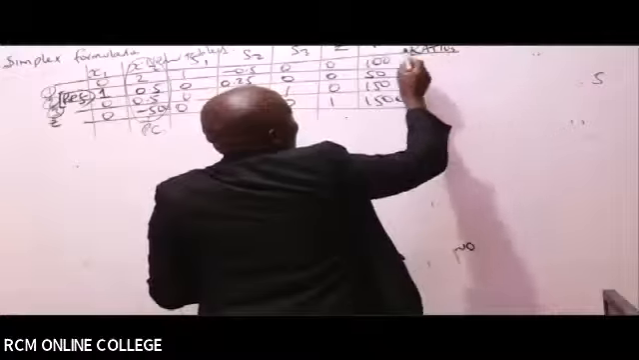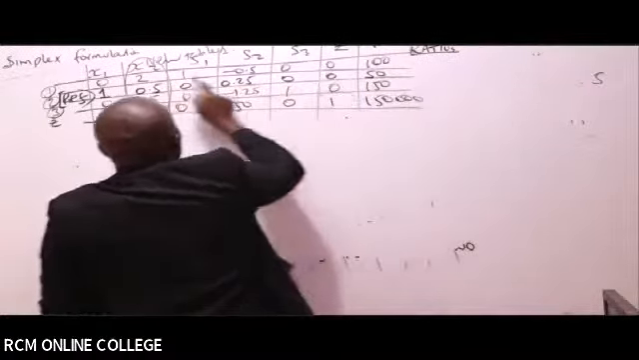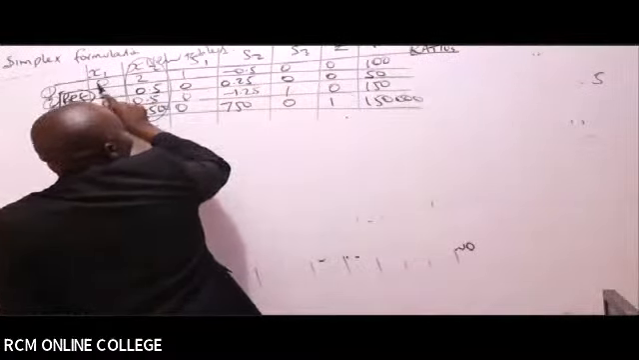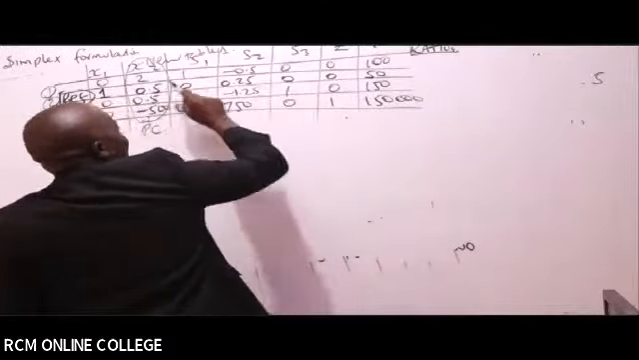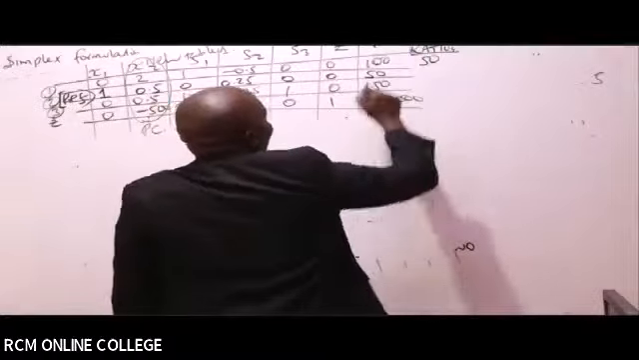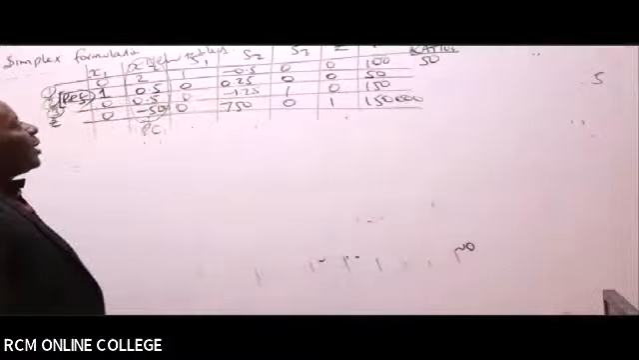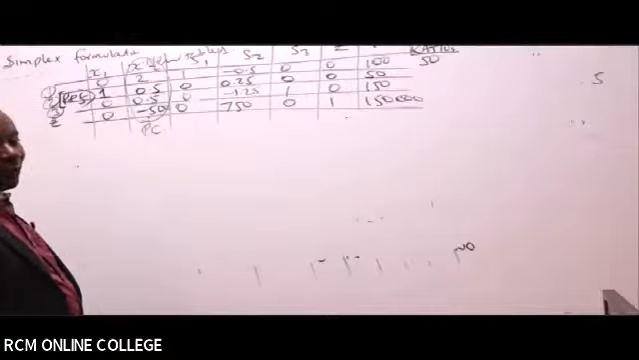So ratios now, you're taking the right-hand side numbers and you divide by the pivot column. So we have 100 divided by 2. This gives me 50, isn't it? Then we have 50 divided by 0.5. 50 divided by 0.5. What figure are we getting?